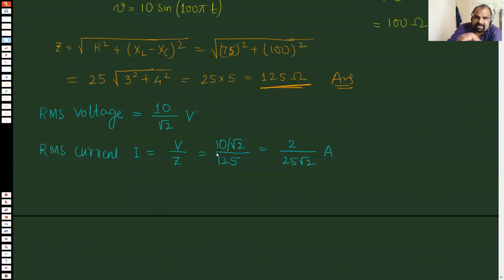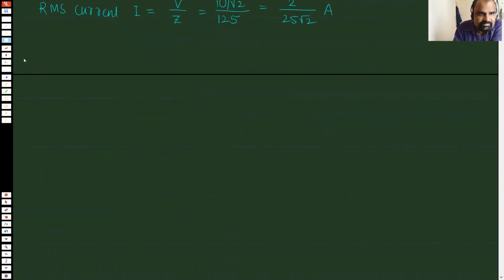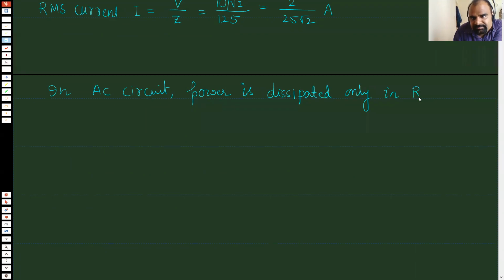Now power dissipated in a resistor. In an AC circuit, power is dissipated only in the resistor. So here power dissipated will be I square into R. Now the I we have calculated, see, this is the I.